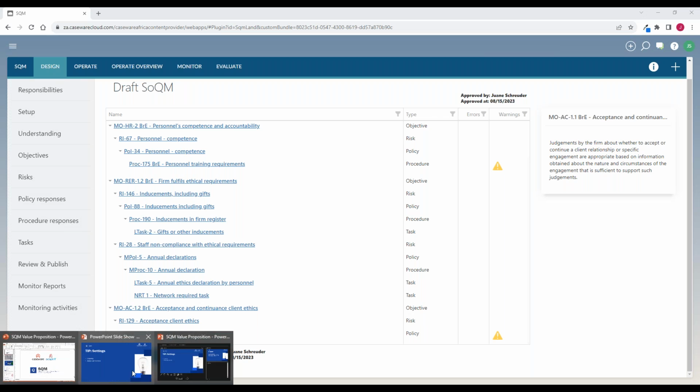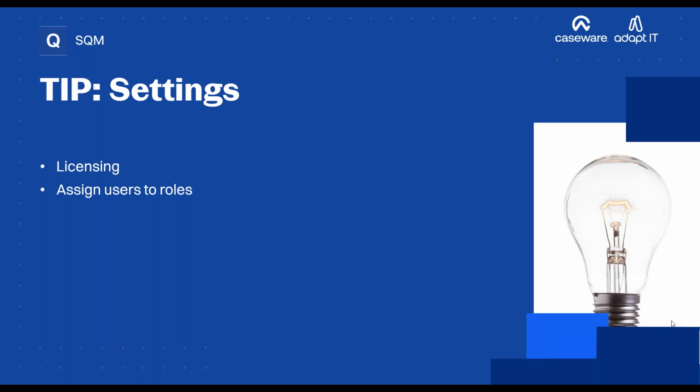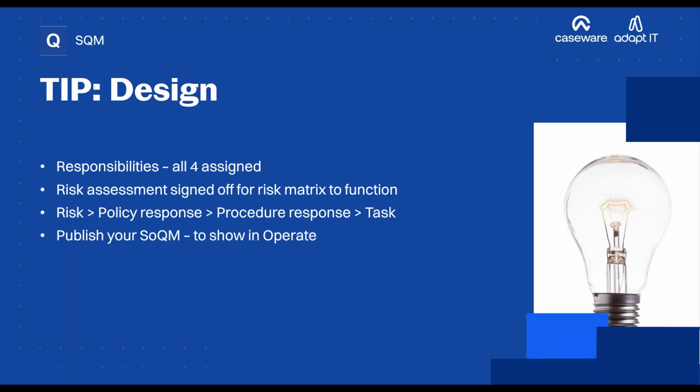Before we move on to operate, let's just remind ourselves again of what is necessary in this module, quite a big module. So for the design, you have to have all 4 of your responsibilities allocated: your UR, OR, your independence, and your monitoring and remediation. The risk assessment and your matrix must be signed off for your risk assessment to work in the design of the risks. And then remember, the system is developed to have a risk, then a policy response, then a procedure, then a task. And only if you have the procedure response and the task designed and signed off and published will the automatic ones appear.